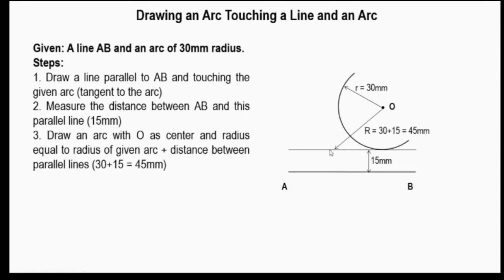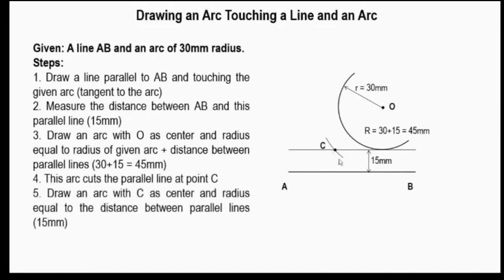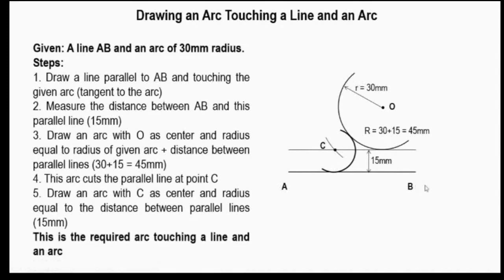So with radius equal to 45 millimeters, I draw an arc. This arc cuts the parallel line at a point C. Now with C as center and radius equal to the distance between the parallel lines, in our case 15 millimeters, draw an arc. This arc will touch the given arc of radius 30 millimeters and the straight line AB. This is the required arc touching the line and the arc.